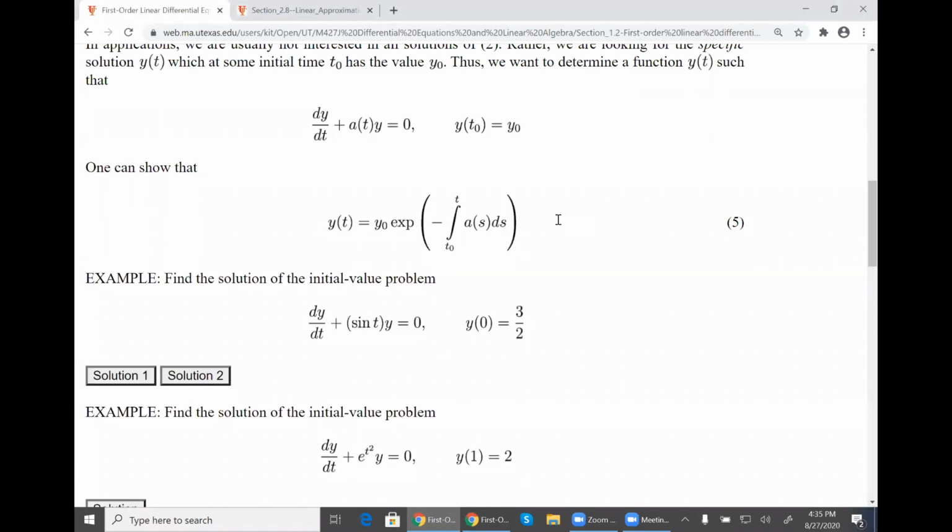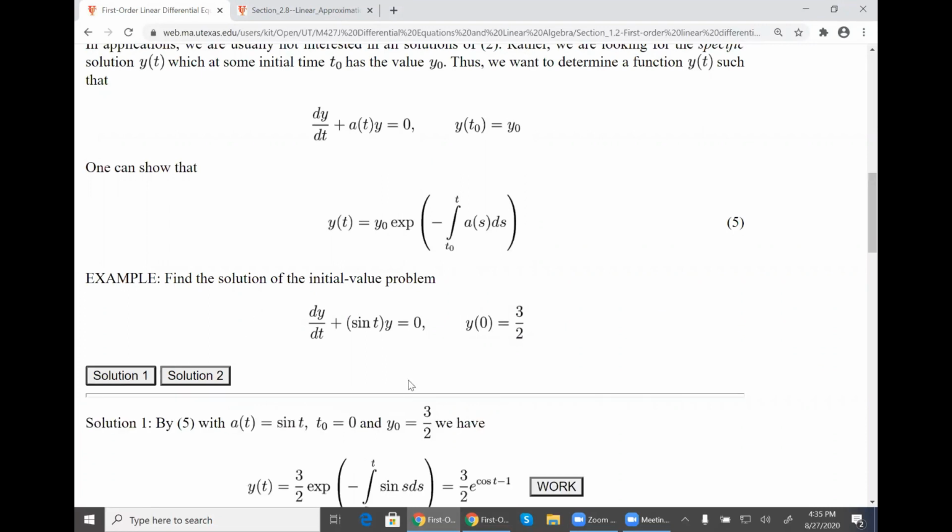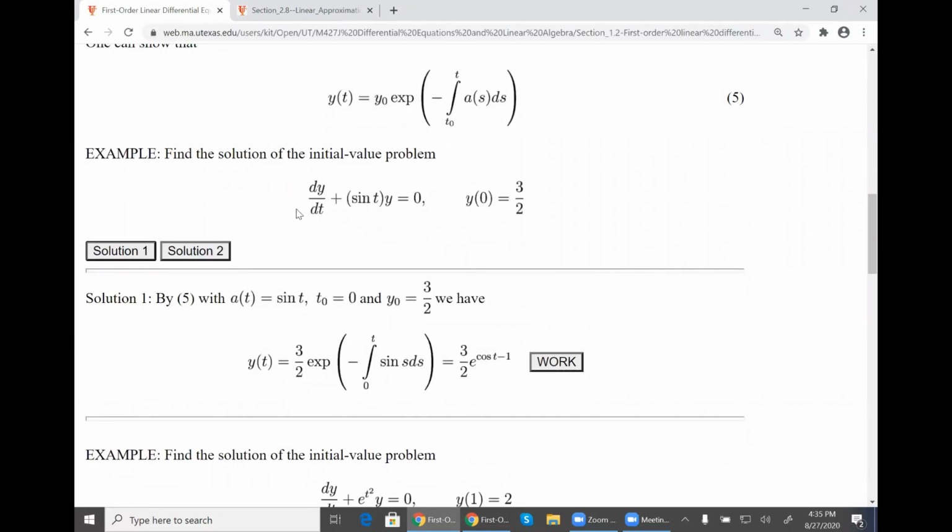Now, let us discuss an example. So, here's the initial value problem. Step one, identify a of t. This is sine. Identify t0. It's 0. Written t0 is 0. And finally, y0 is equal to 3/2.